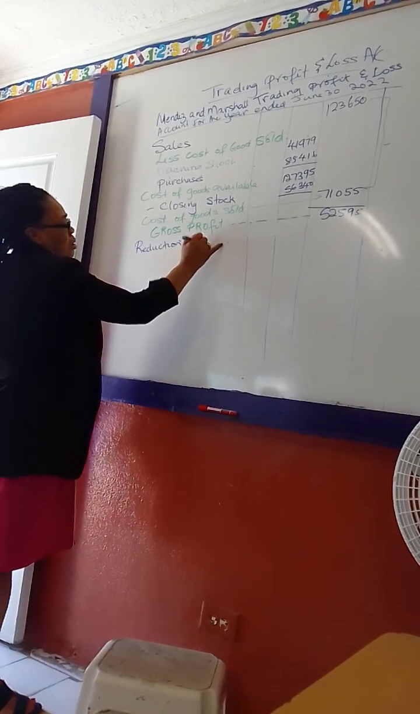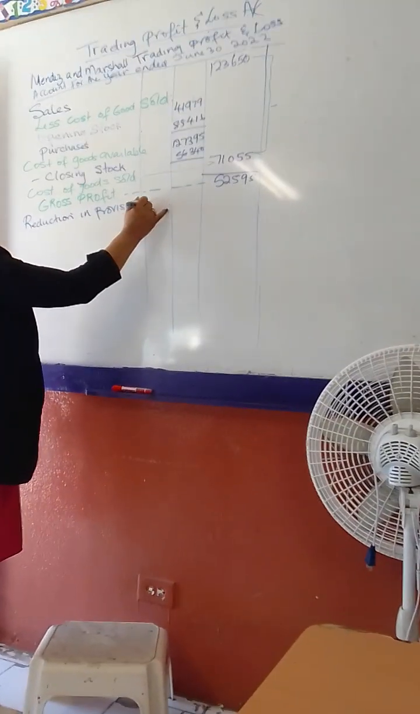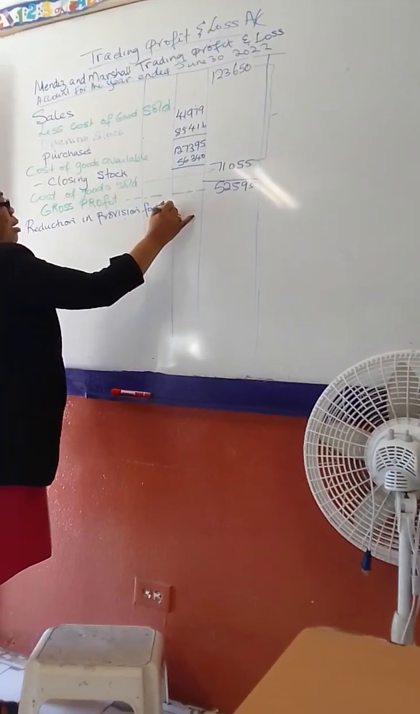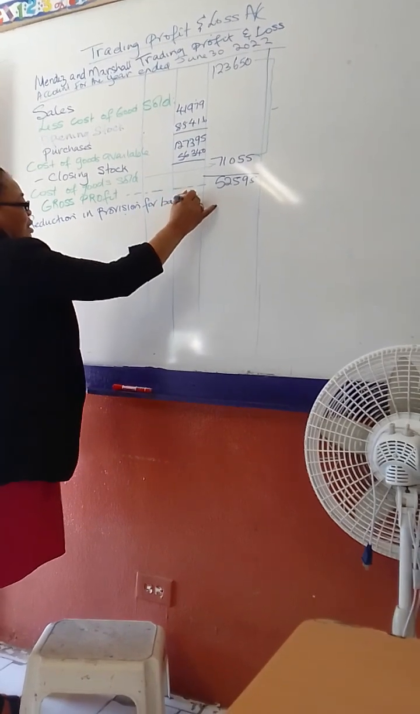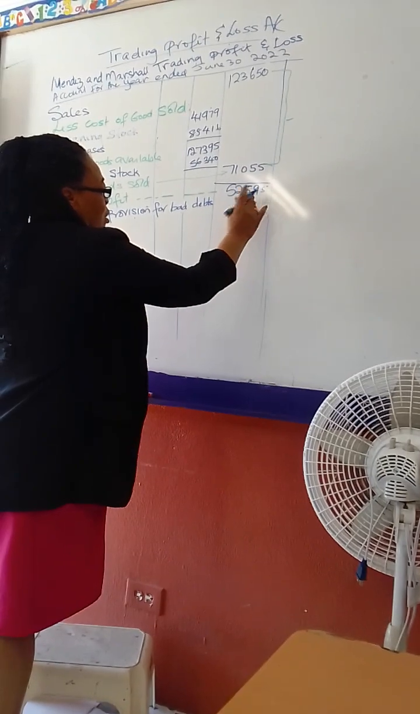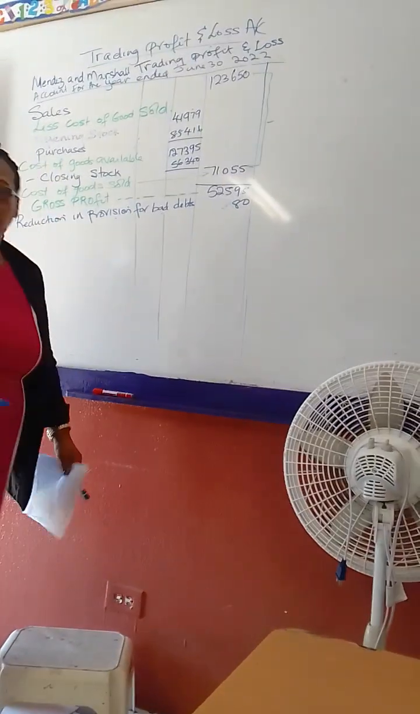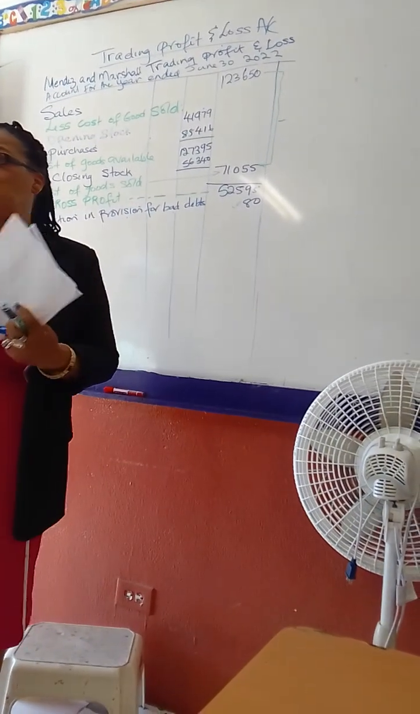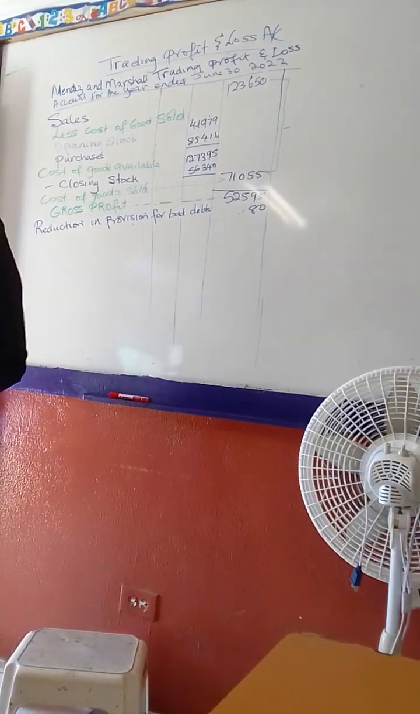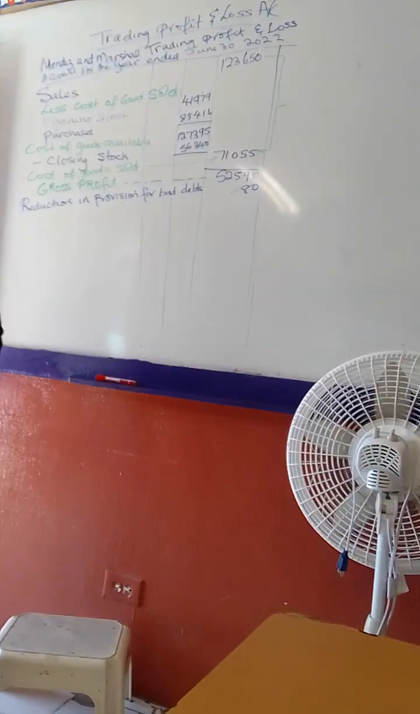Reduction in provision for bad debts. And we said this one was 80. The reduction in provision for bad debts was 80. The original provision for bad debts was 400. We are reducing it to 320. It is reduced by 80.